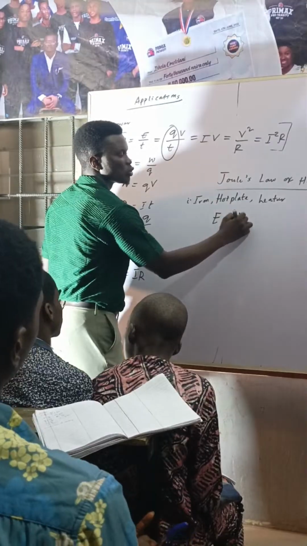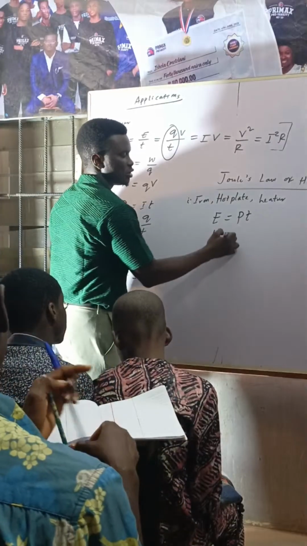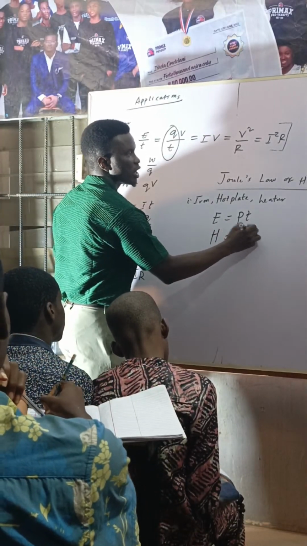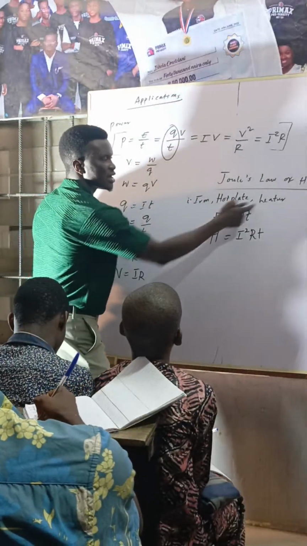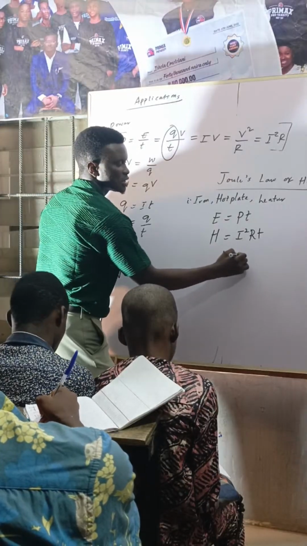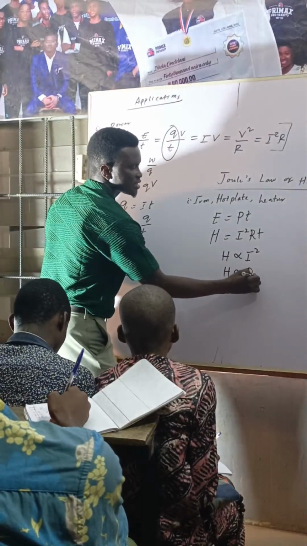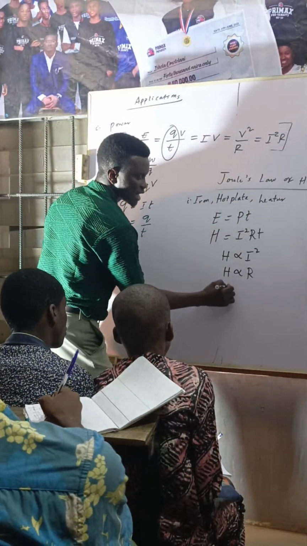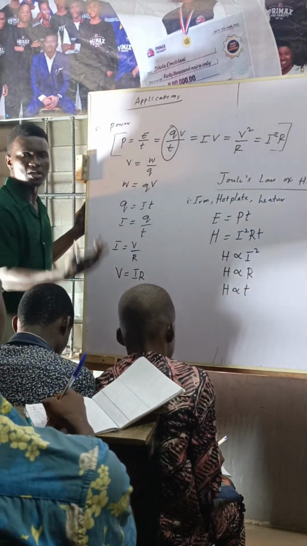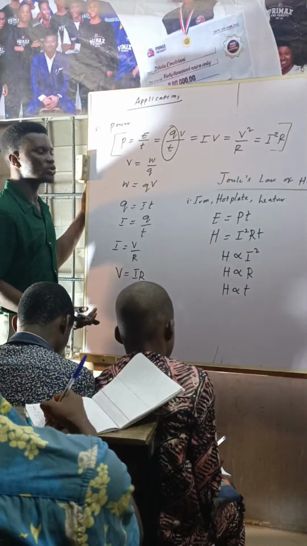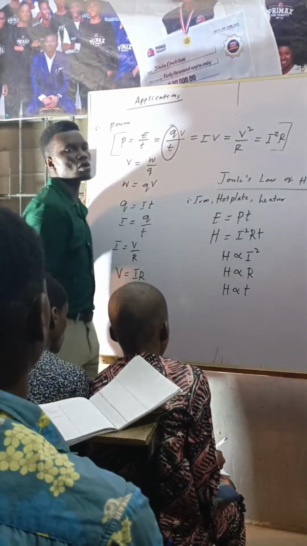Energy is equal to power times time. And what is energy? It is more like heat, which is equal to I squared RT. Joule's law of heating told us that the heat generated by these appliances is directly proportional to the square of the current, directly proportional to the resistance of the material, and directly proportional to the time of usage. The more you use it, the more heat you get. So the heat you get depends on the resistance of the material. We call that Joule's law of heating.